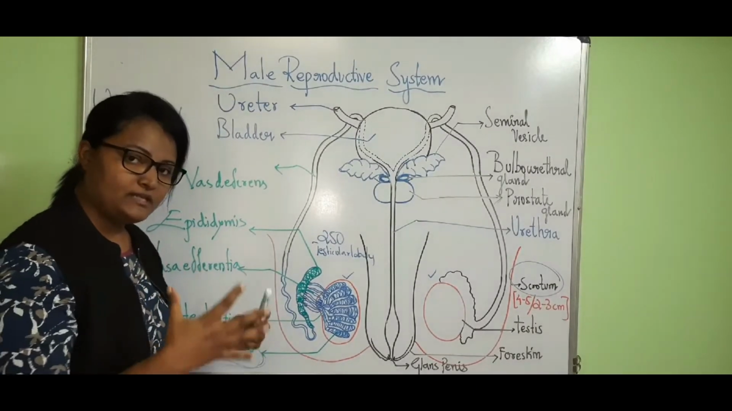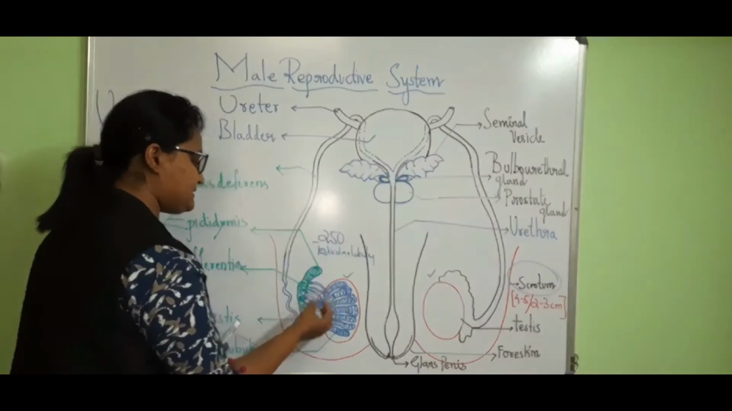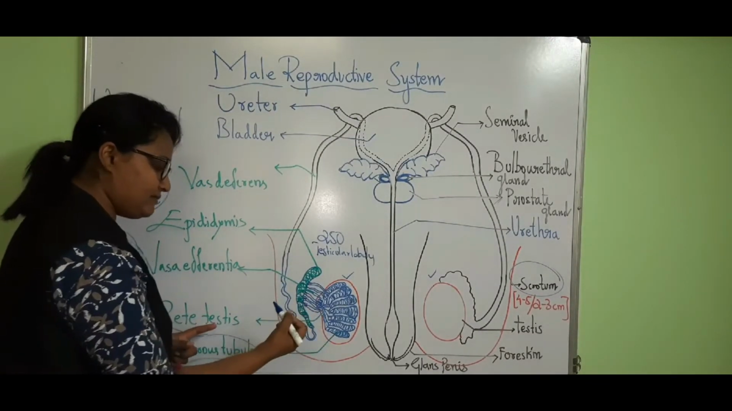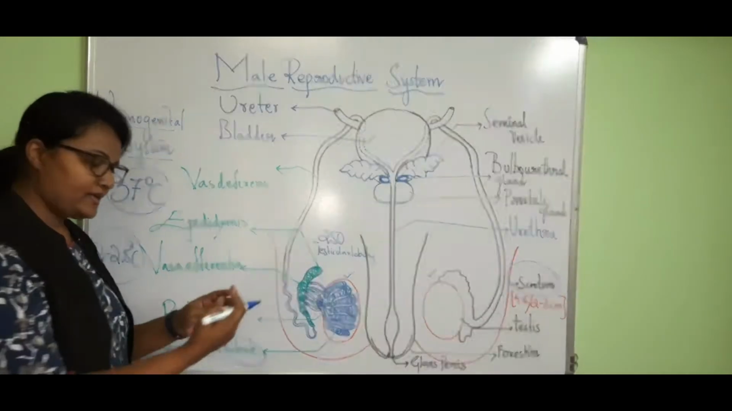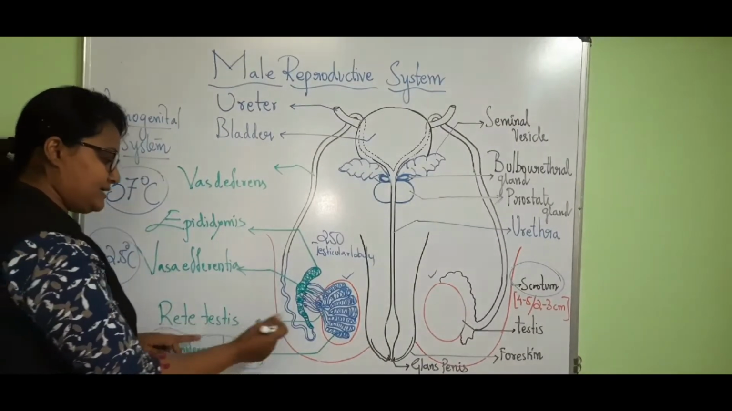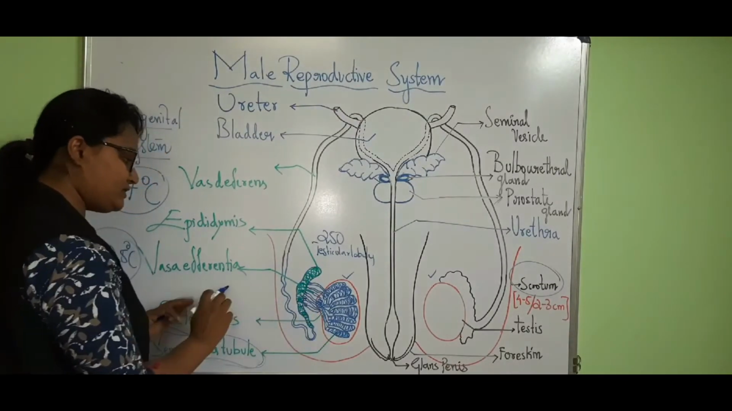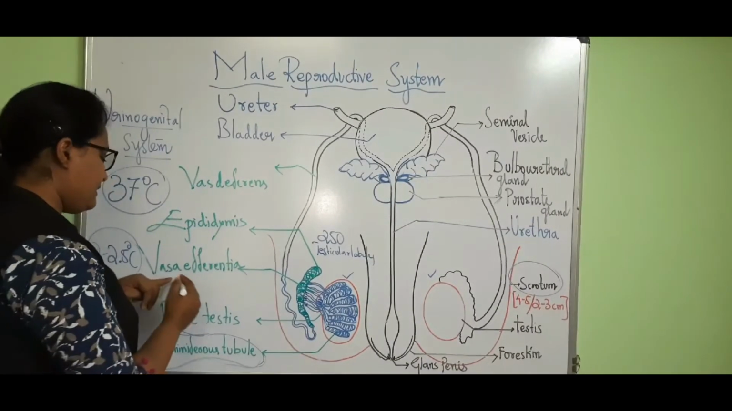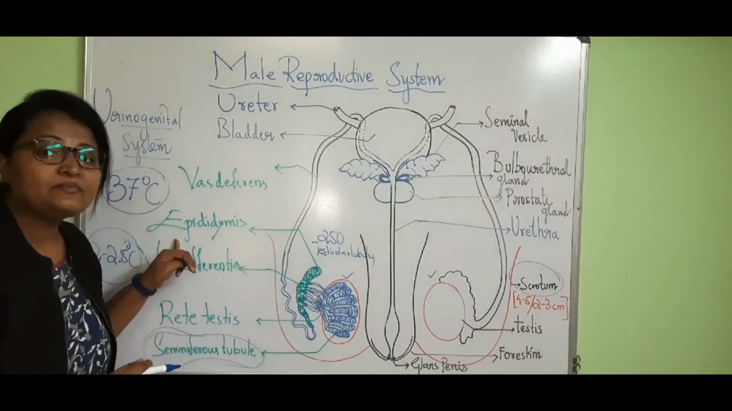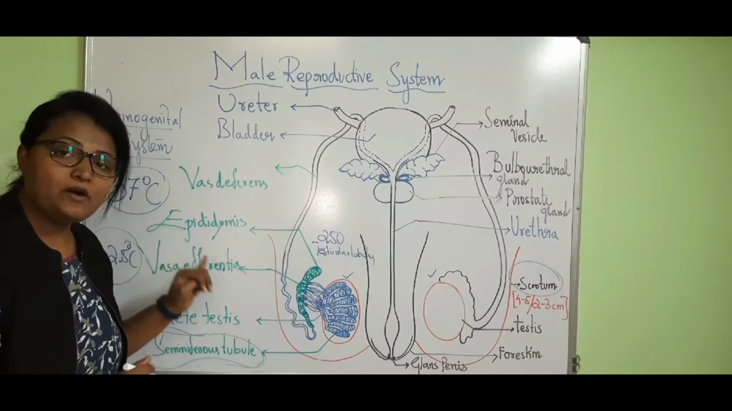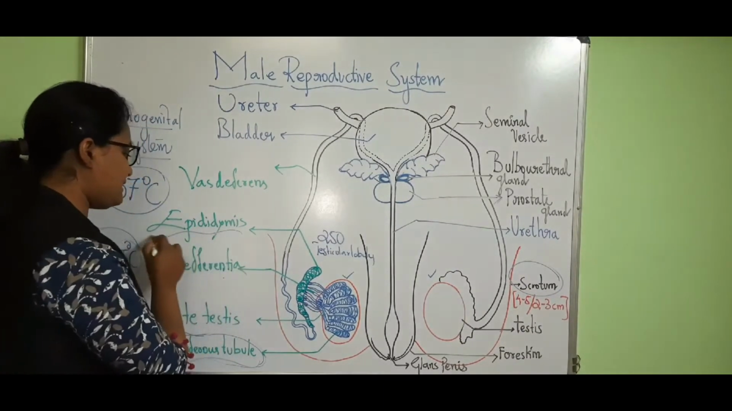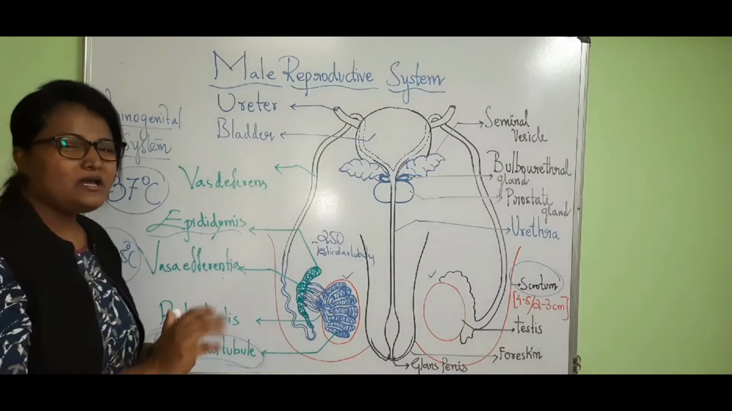As we know from the previous video, the accessory ducts start with the first structure. The seminiferous tubule will be connected with a compartment called the rete testis. After the rete testis there is a duct called the vasa efferentia. Next to the vasa efferentia is the epididymis, where the sperm get temporarily stored. This is the structure where the sperm get stored temporarily.